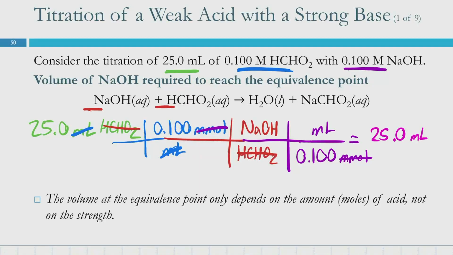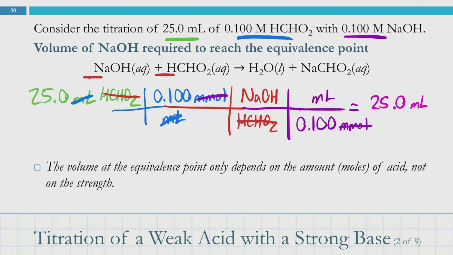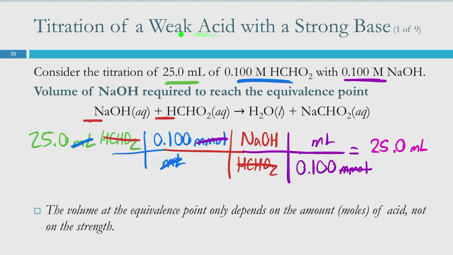We can do this with different concentrations as well. The volume depends on the amount in moles of acid, not really on the strength. So changing the volume or changing the concentrations will end up with slightly different numbers. The calculation ends up being basically the same though. Now, something that's different about doing a titration with a weak acid instead of a strong acid is that we've neutralized all of the added H+.